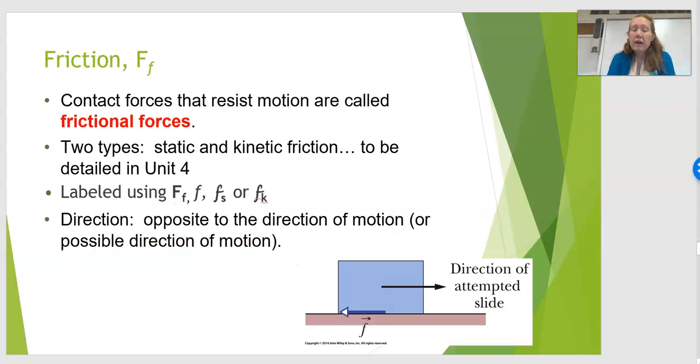Okay, then we have friction, and we will get into this more in Unit 4. But you're going to run into it already in this unit. So for now, we'll just talk about it as a general force that resists motion, and it will act opposite to the direction of motion or possible direction of motion. If somebody's trying to move something, it might not even be moving yet, but the reason it's not moving is because there is some friction between this object and the surface it's resting on.